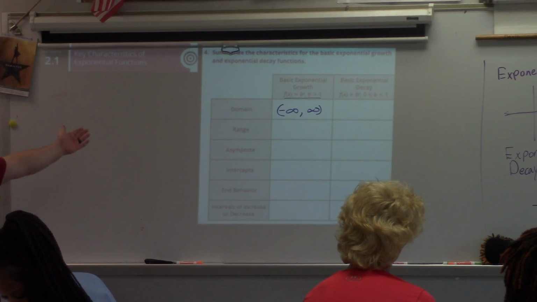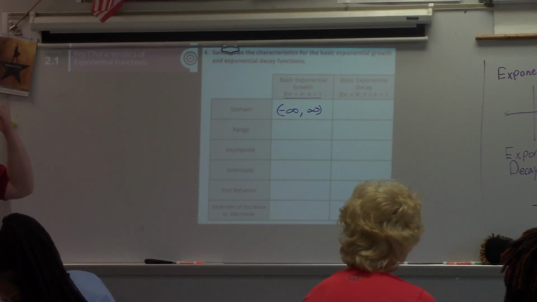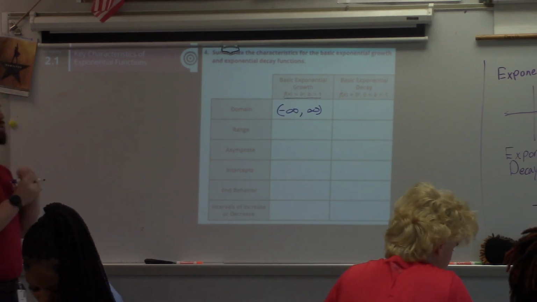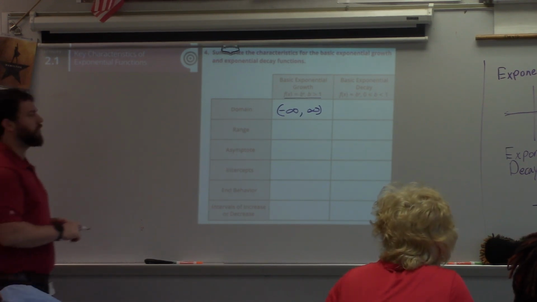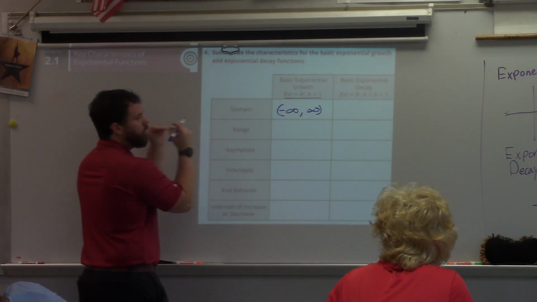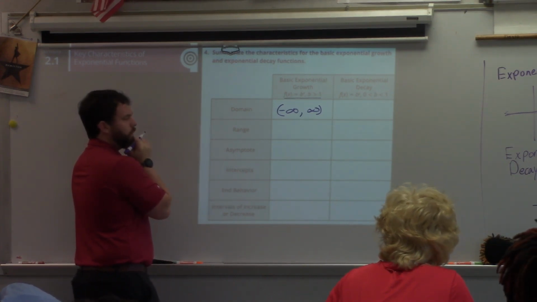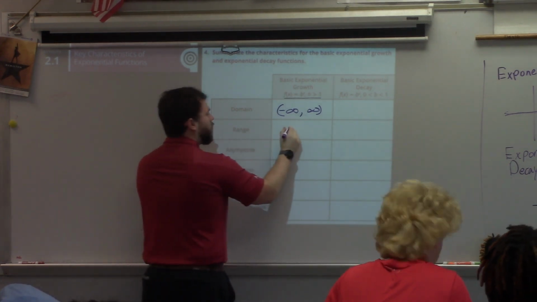Remember, domain is my x or inputs. Range is my y, or outputs. You have to instantly know that. That is not something we can have a question about. So for range, I need the minimum range value. What is it? 0. Now, I want you to think about this.